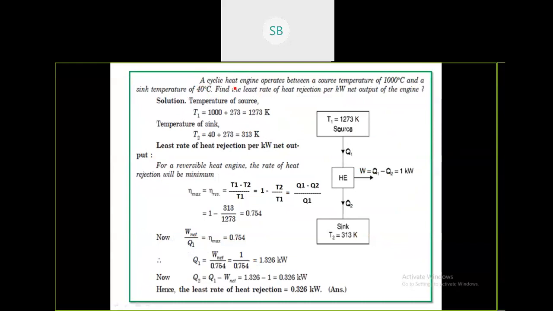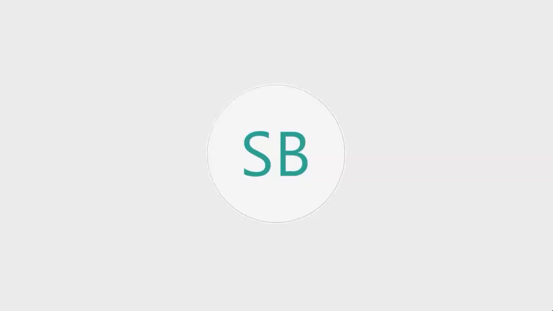What is a cyclic heat engine? The heat engine in cyclic operation operates between a source temperature of 1000 degree centigrade. This is a heat engine, so we just draw these drawings. This is the high temperature reservoir, this is the low temperature reservoir. This is the heat taken from the high temperature reservoir. Some part of heat is converted into work and some part is rejected. First of all, we draw this diagram.